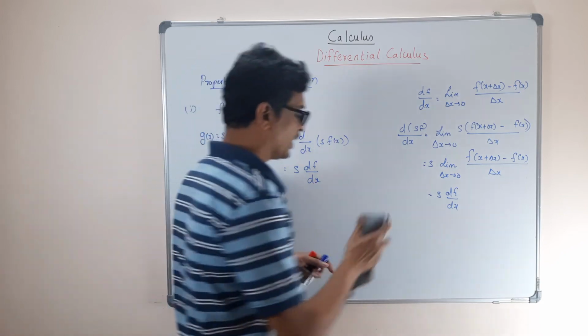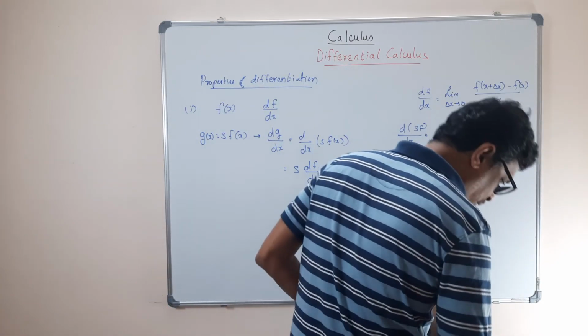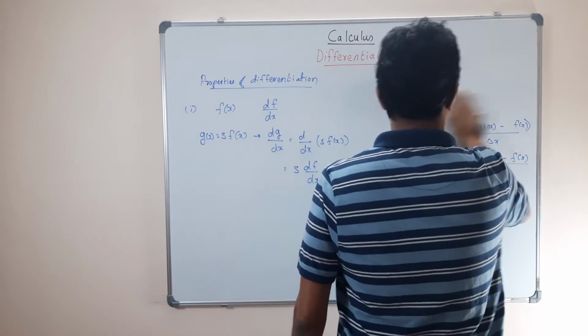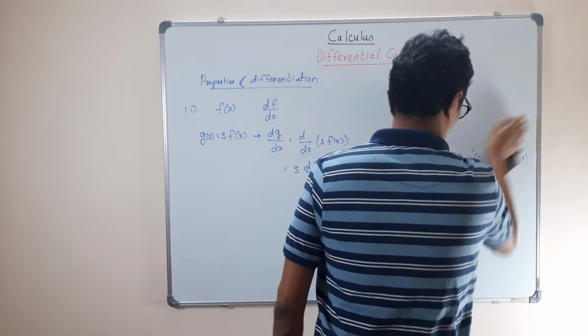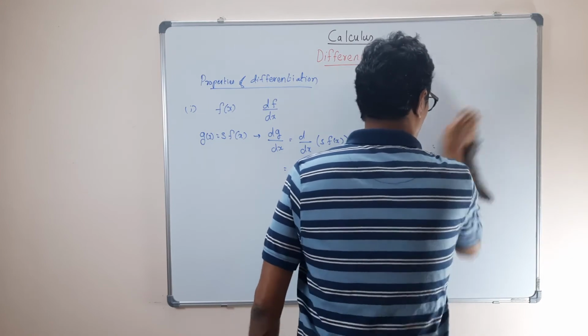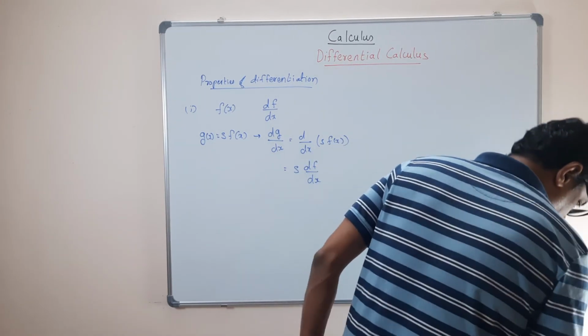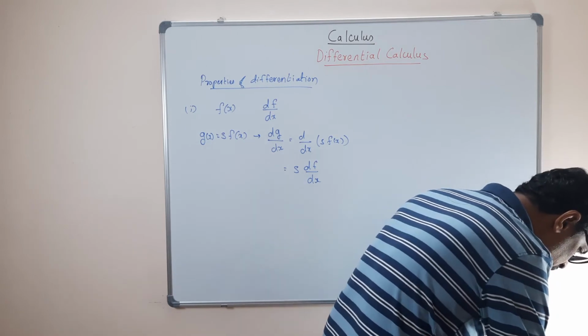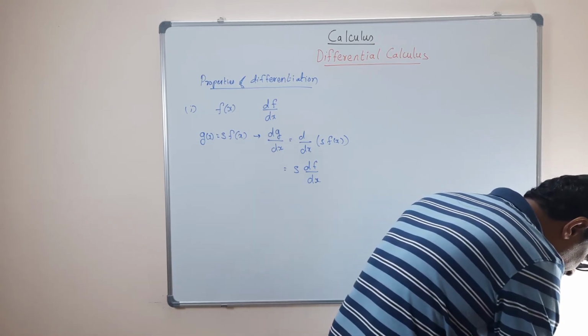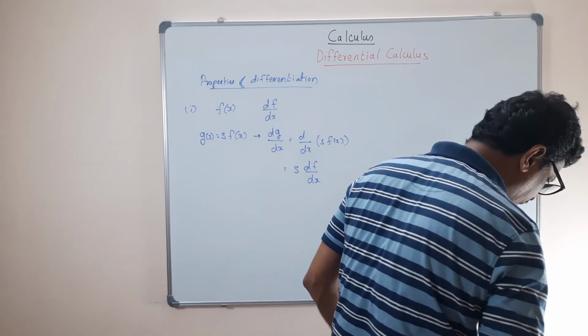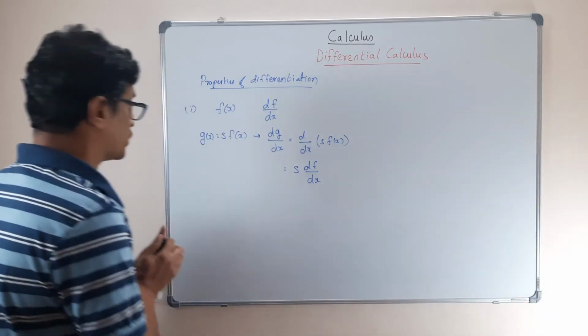Okay, so the second property is what is called the additive property, when you have two functions. This also you can prove. I'm not going to prove these things. Anyway, that you will start proving in your 12th standard. Okay, suppose you have two functions.